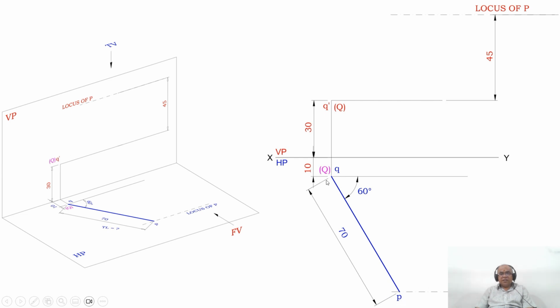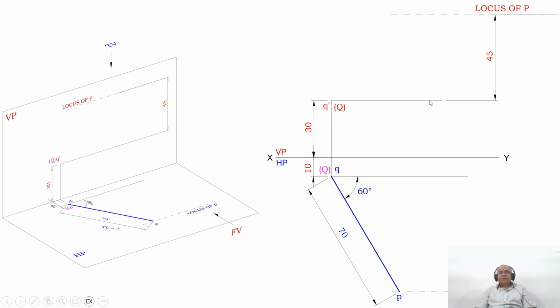And once you get small p and small q, that is actually the actual drawing. So you join between these two with a dark line. Once you do that, the difference in distances of P and Q above HP is 45. So that means the difference between the locus of P in the front view and the locus of Q in the front view, the difference between these two is 45.